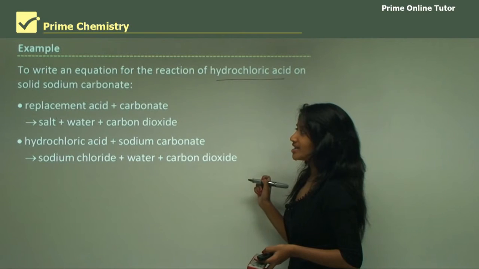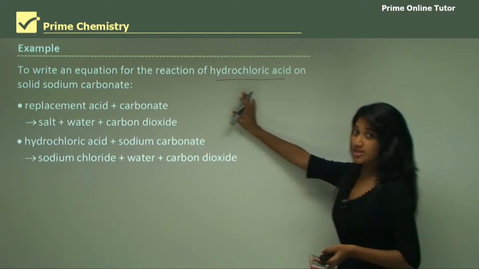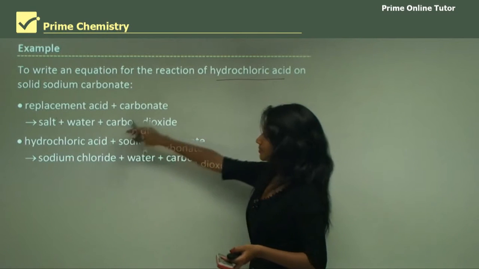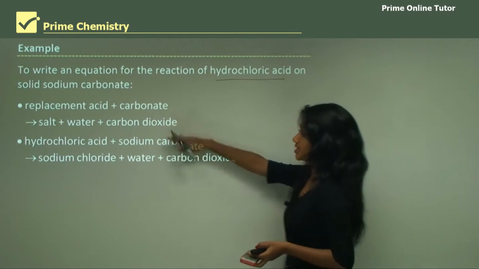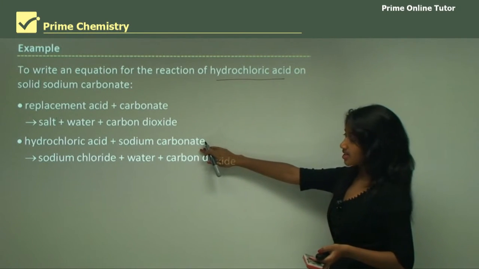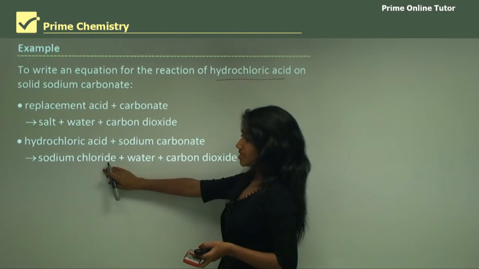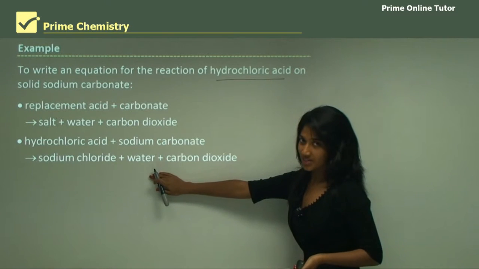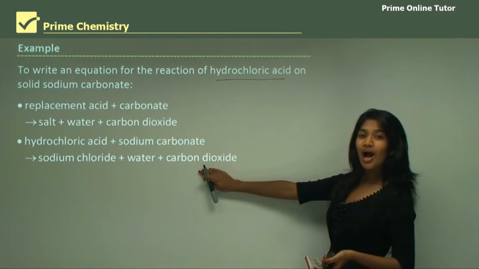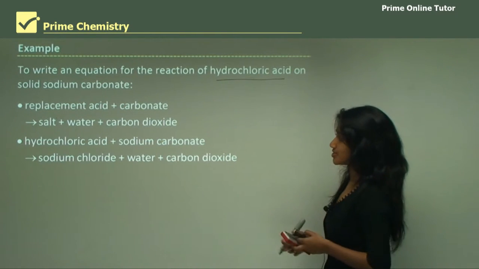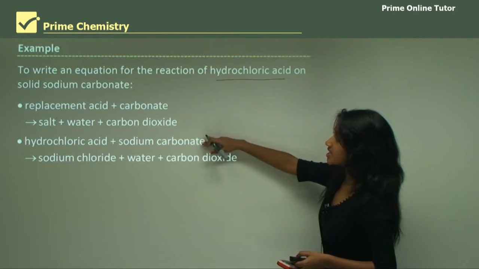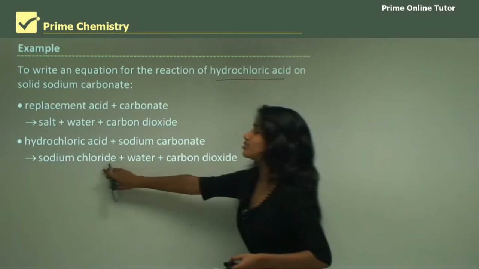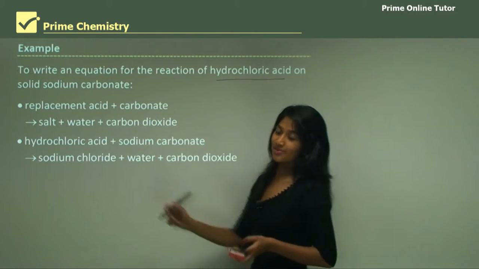Now you would write the chemicals that you're going to be using. So as our acid, we'll be using hydrochloric acid. As our carbonate, we'll be using sodium carbonate. As our salt, we'll be using sodium chloride. As our water, we'll be using water. And carbon dioxide is going to be the gas produced. So that's just writing in the chemicals that are used and the chemicals that are going to be produced in our reaction.